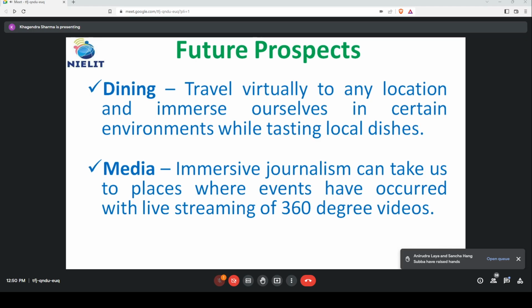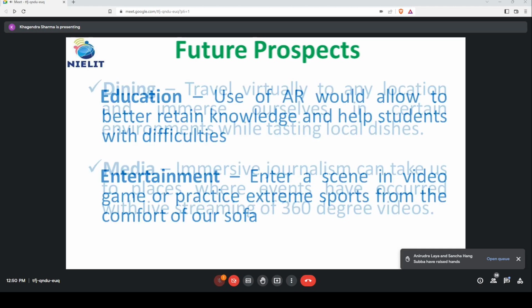In terms of media or journalism, we will be able to reach the exact place where an event has occurred. When I say reach that place, in virtual reality you are going to reach that place, but the experience is going to be as good as being there physically. So immersive journalism can take us to places where events have occurred, with live streaming of 360-degree videos.